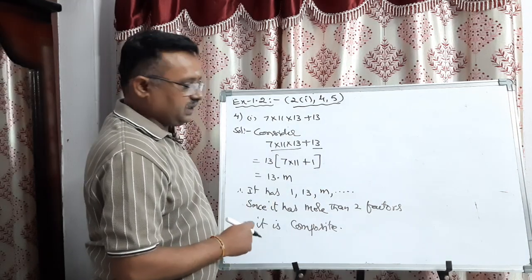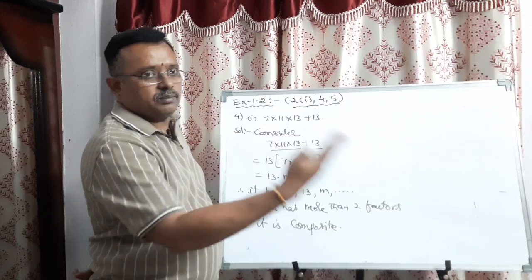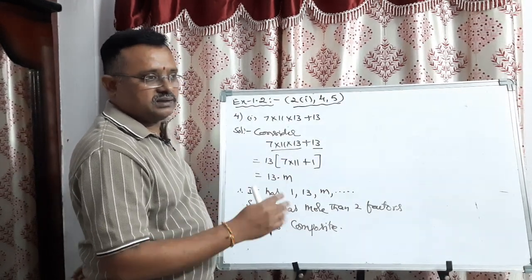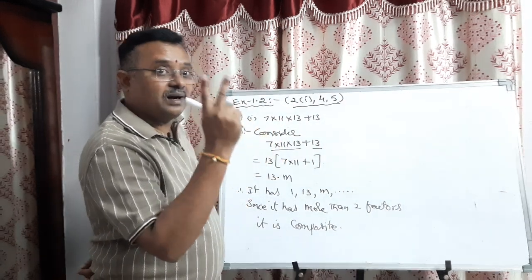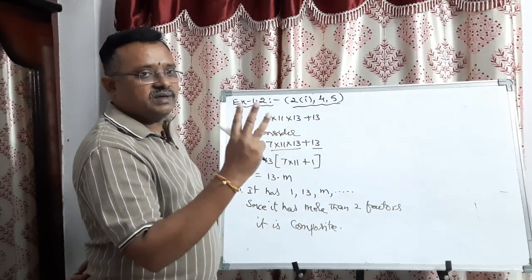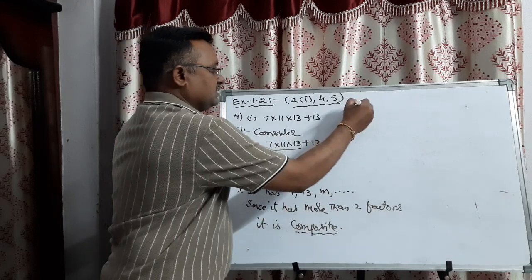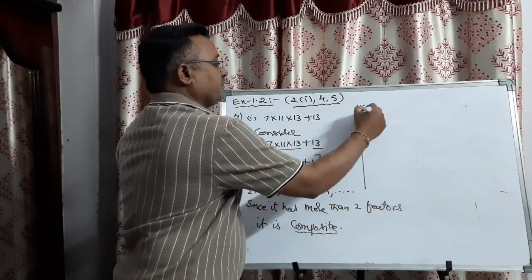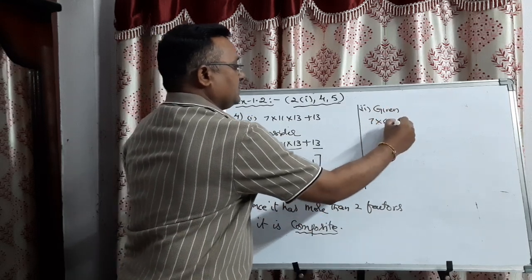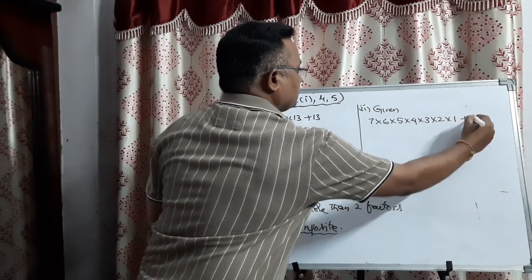So once again I am explaining, if there is a chance to take a number common, that's it, it is a composite number. A common number gives us the composite form, because 1 is a compulsory factor, that common number is a factor, and the remaining product is a factor. Clearly we are getting more than 2 factors, that's why it will become composite. Now come to the second problem. The second problem given is 7 into 6 into 5 into 4 into 3 into 2 into 1 plus 5.